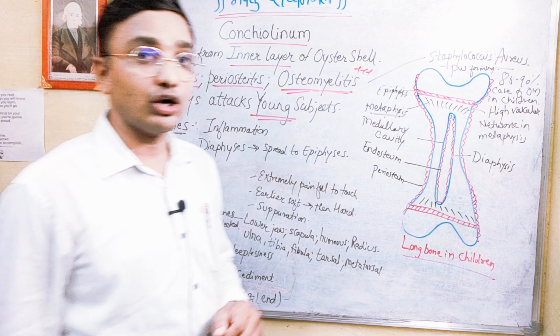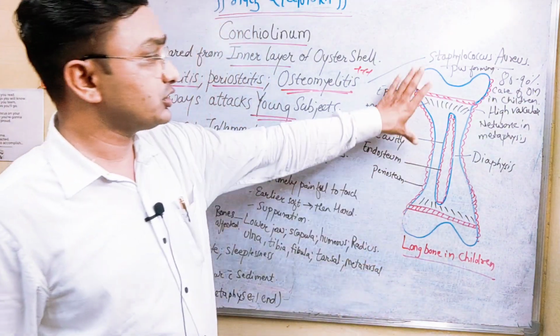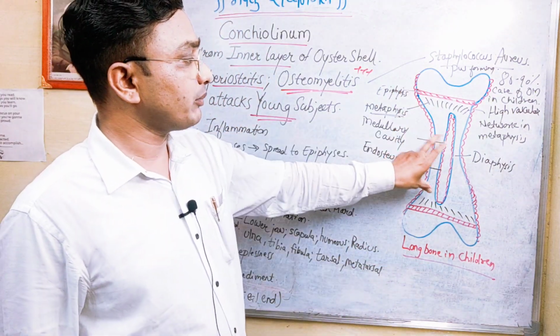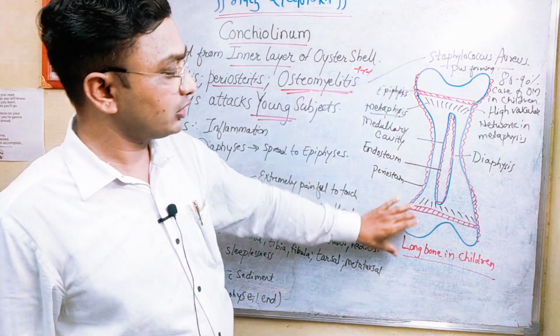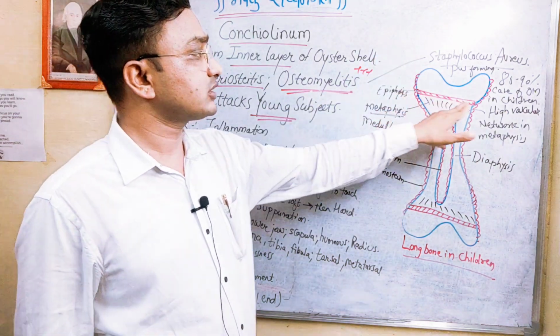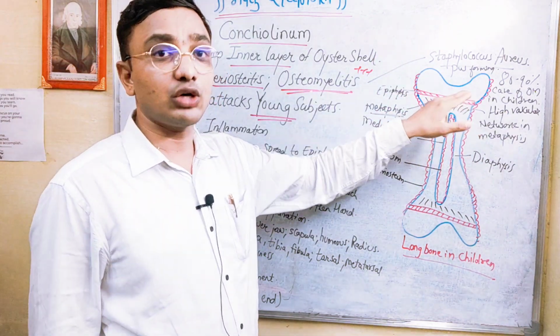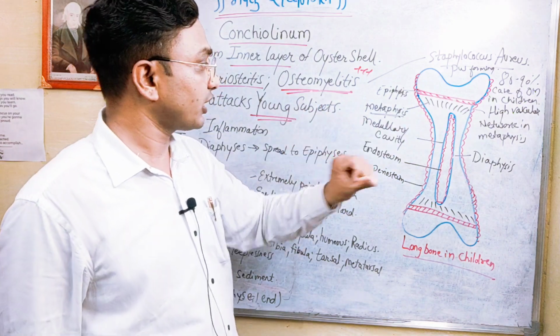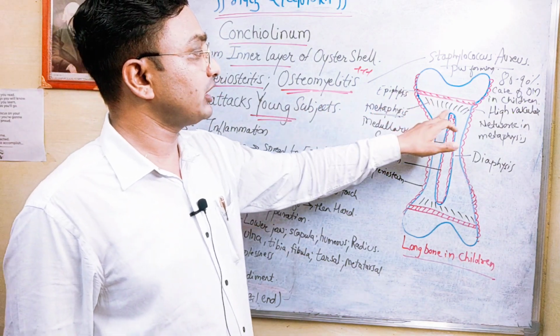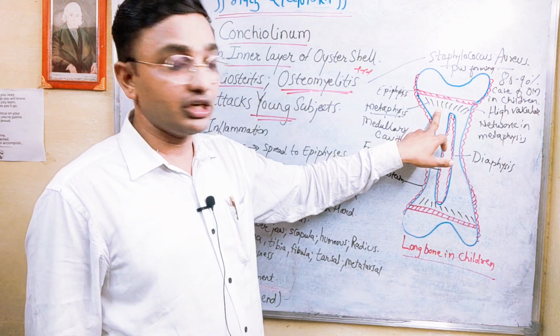Now let's look at the anatomy of the long bones in children. In this picture you can see the central part is called the diaphysis, and at the upper part and the lower part you have the epiphysis. Epiphysis is the growing part of the long bone in children. Below the epiphysis you have the metaphysis, which is highly vascular.